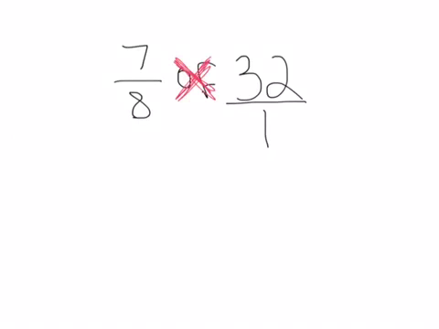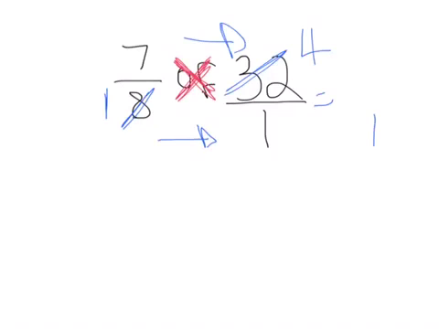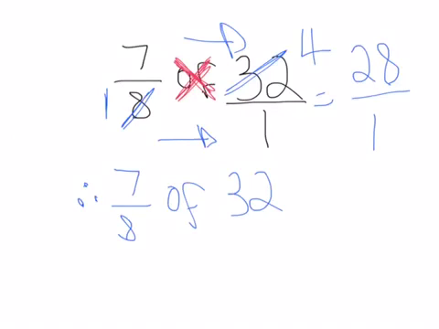Okay, so we're going to cross-reference 8 and 32. How many 8s do we find here, and how many 8s do we find here? Well, here we find 1 8. So we cross it out, and we only have 1 8 there. And up here we have 4 8s. And then we just multiply directly across, right? 1 times 1 equals 1. And 7 times 4 equals 28. Therefore, 7/8 of 32 is 28.